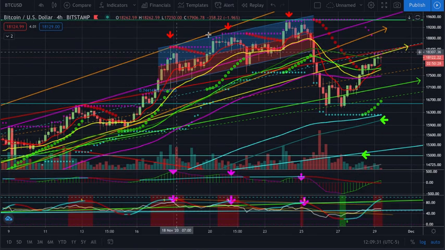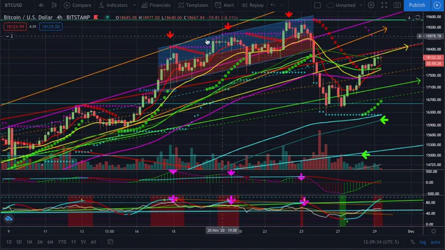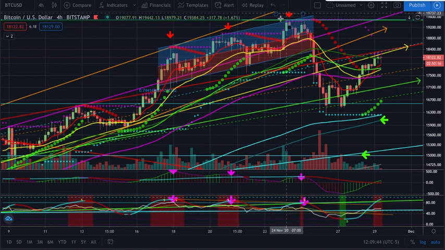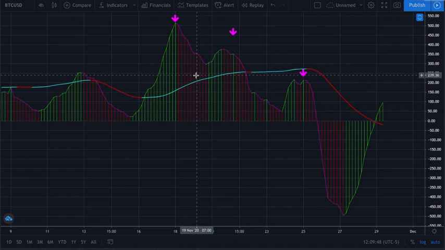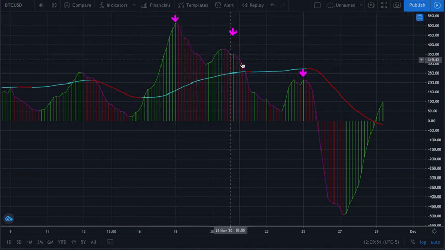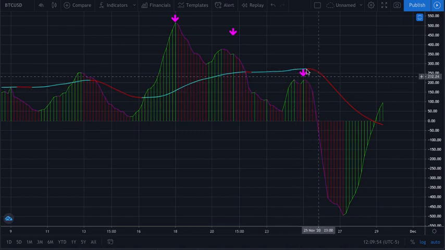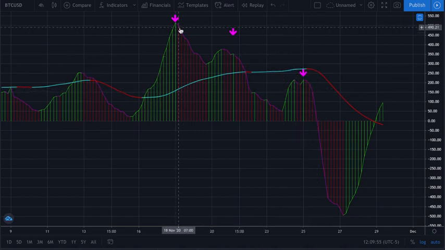So when we pointed out this triple divergence right here, this bearish divergence, the way we determined that was we had a high right here, we had a higher high right here, and then we had a third higher high right here. And then here on the oscillators, indicators, we had a high right here, we had a lower high right here, and then we had a lower high right here. So that told us this is bearish divergence.